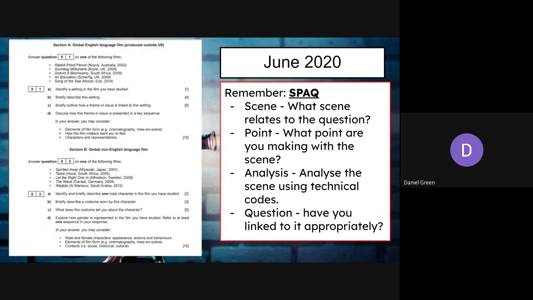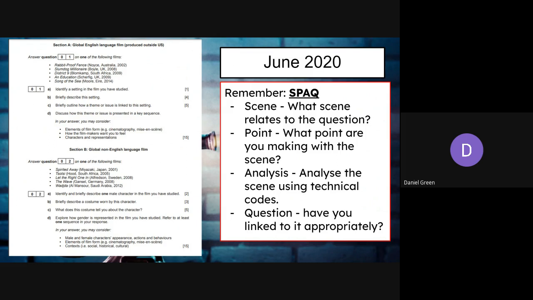Again, like I said earlier, the first question here is describe a setting in the film you've studied. Now, again, setting has come up a lot. So you may see it again, you may not. Again, it's very difficult to make predictions, but because it's been in quite a few times now, you may not see it this time. Identify a setting in the film you studied, briefly describe the setting, briefly outline how a theme or issue is linked to that setting, and discuss how this theme or issue is presented in a key sequence.